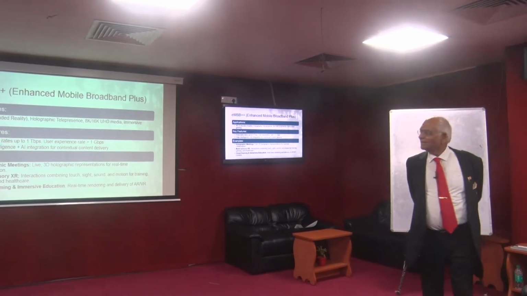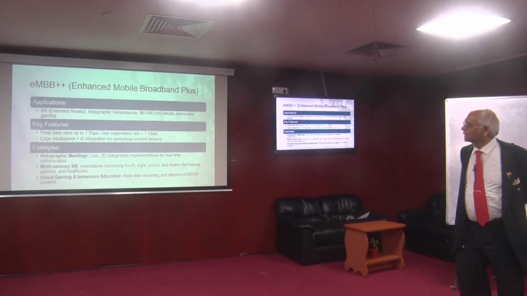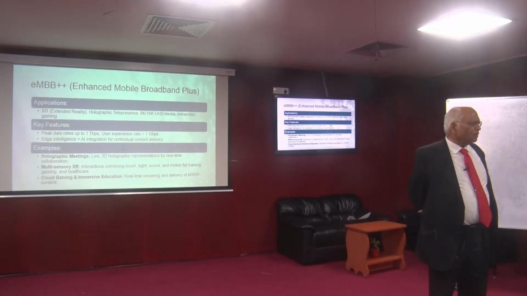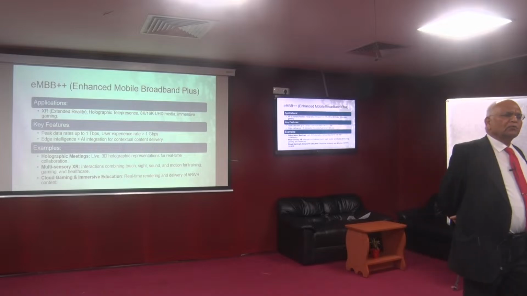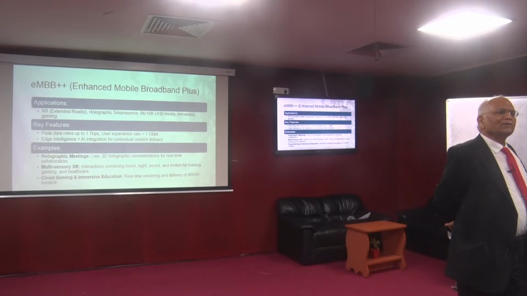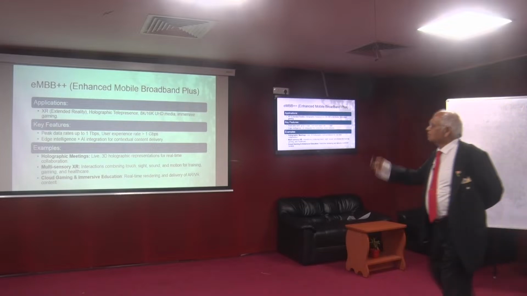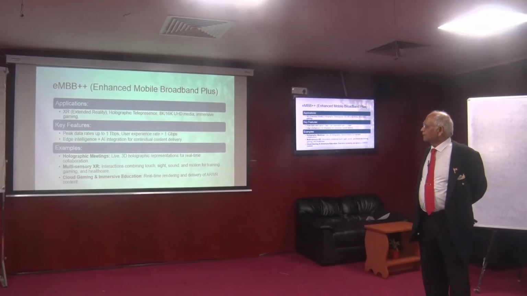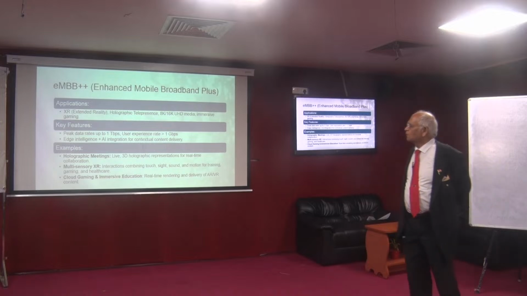So key features: peak data rate up to 1 terabit per second, user experience rate less than 1 gigabit per second. Still, I have, as in my CV, produced about 155 PhDs. My target is to reach 200. 20 are still working with me, 175. All of you do PhD with me. Then I will reach 200, and I will not have to go anywhere. Intelligence plus AI integration for contextual content delivery. Examples are holographic meetings, live 3D holographic representation for real-time collaboration.